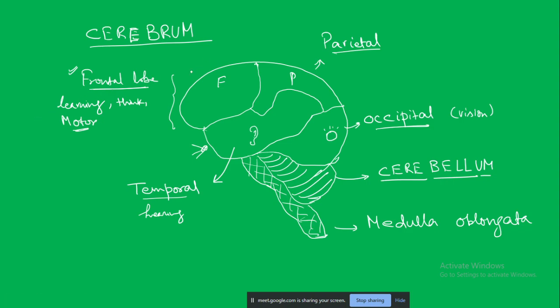Parietal lobe, it will have the sensory functions, particularly touch, the feeling of pain, whether it's hot, cold, and so on, and language is also there. Touch and language, parietal. So frontal lobe, parietal, occipital, temporal. These are the four, so it's easy for you to remember.